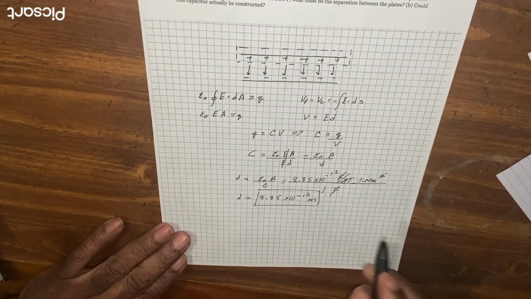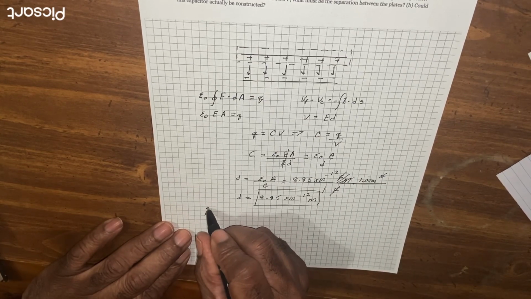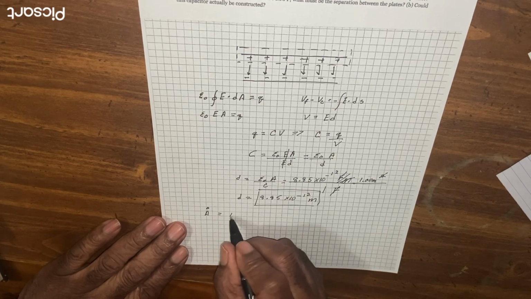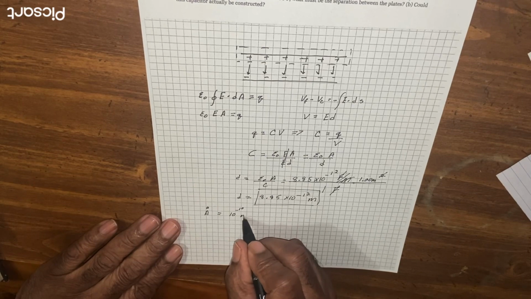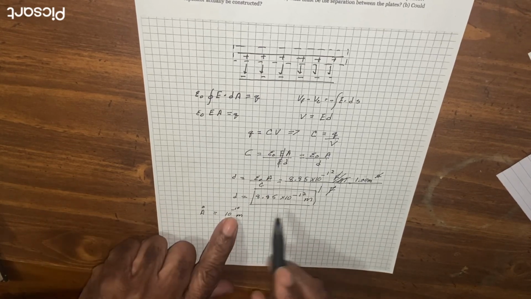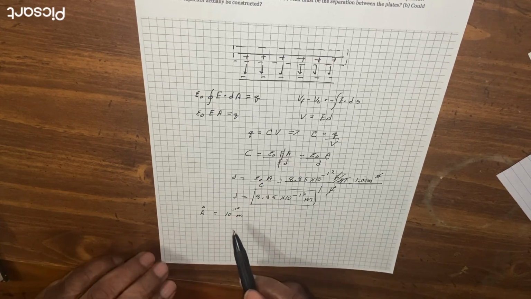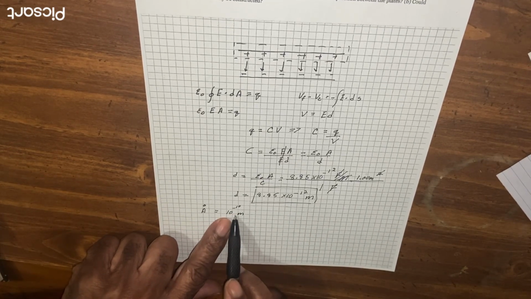And we know that an angstrom, just getting down to the atomic level, is equal to about 10 to the minus 10 meters. So we wouldn't build this. We're probably not capable of building a capacitor that would be that close together.